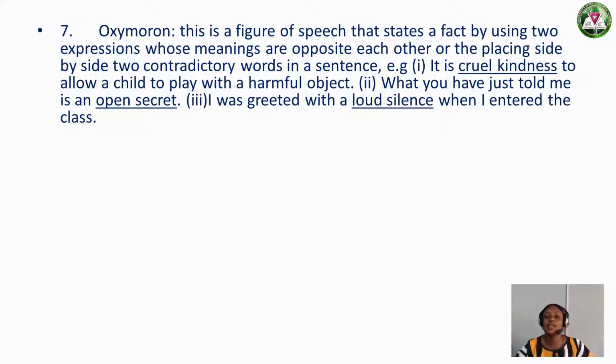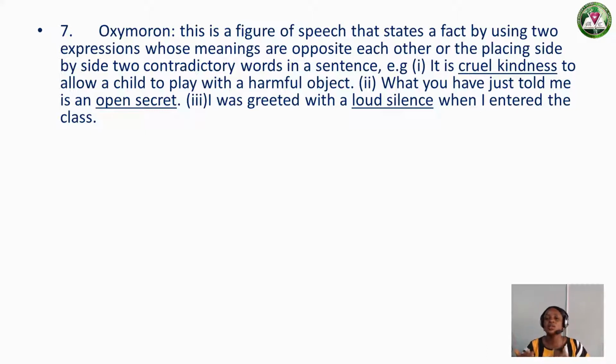Oxymoron is a figure of speech that states a fact by using two expressions whose meanings are opposite each other. We can say that oxymoron is the placing side by side of two contradictory words in a sentence. When you have two opposite words placed side by side in a sentence, we call it oxymoron. It's very common in literature. It's very common in figurative expressions. So we have examples there.